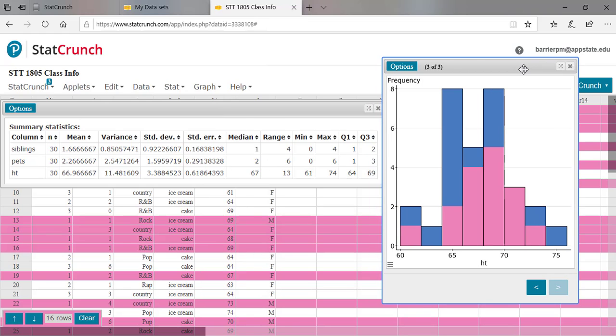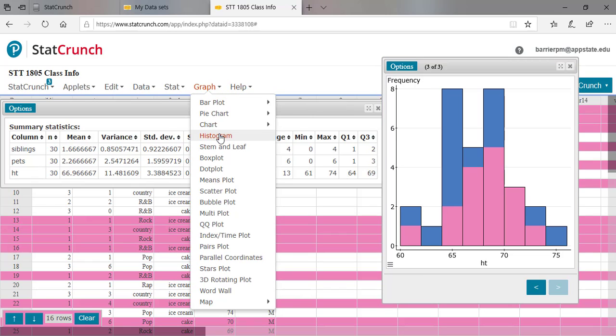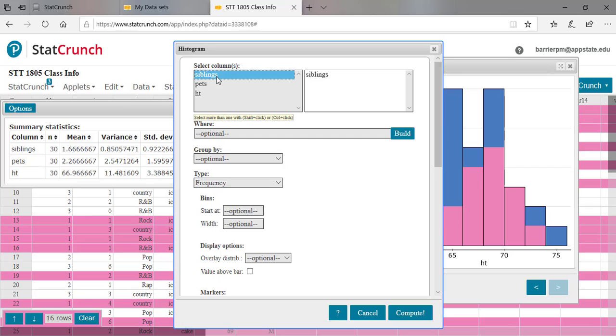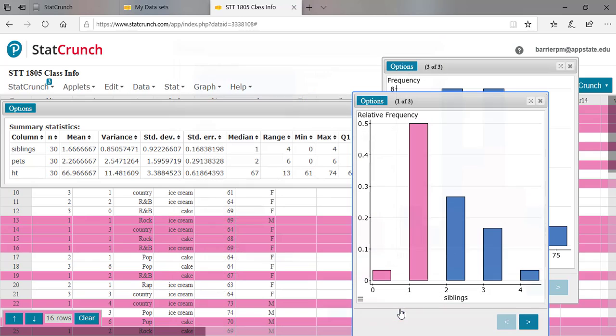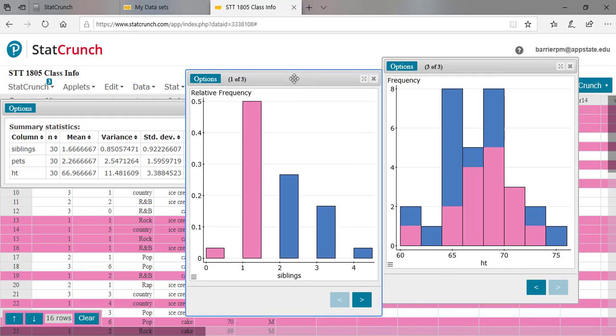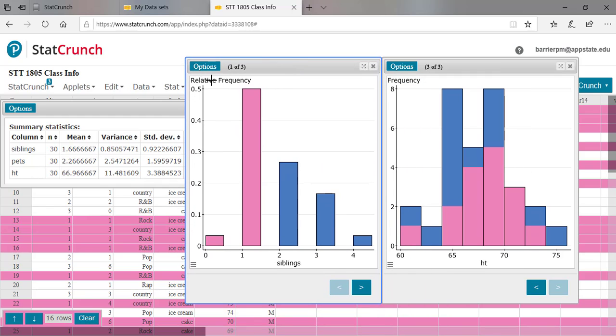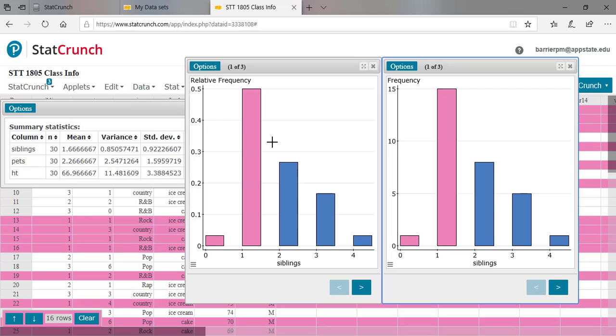While we are looking at histogram, let's create a second histogram really quickly, and we'll do the same thing for siblings, pets, and height. This time, let's create relative frequency, because I do want you to already begin to see a connection between looking at the percentage of data values that we have in each bar, that distribution, that balance from one bar to the next, when we are looking at percentage versus frequency.